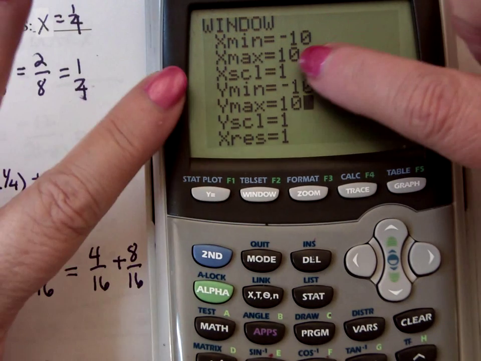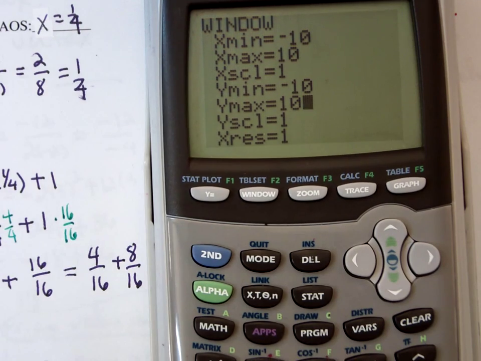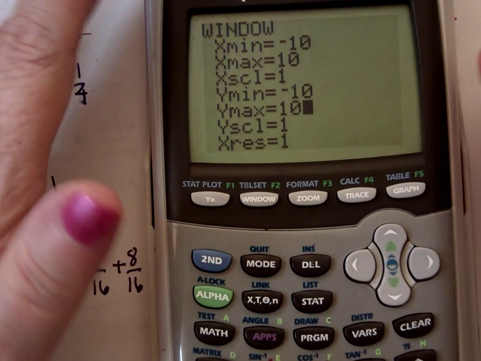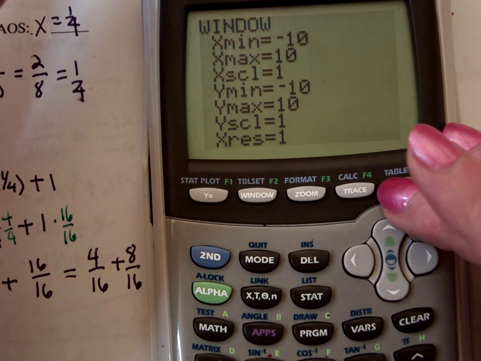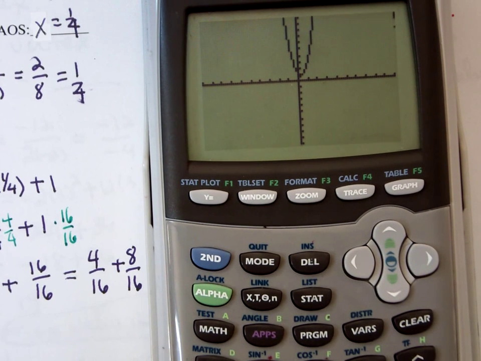So that's my graph paper setting. And when it says x scale, that's what the hash marks are. I don't really care. I just leave well enough alone. And now I just press graph. Now it's going to get a graph of that up, and that was a picture of that thing.